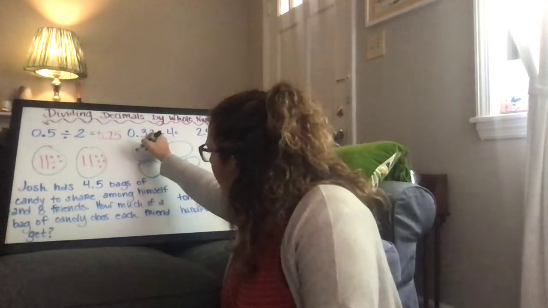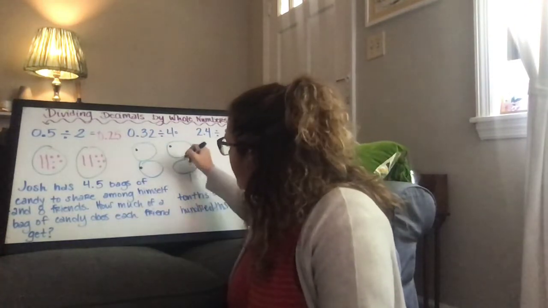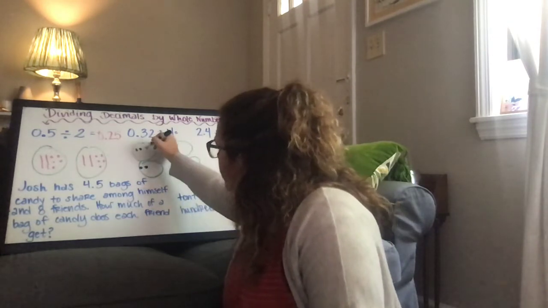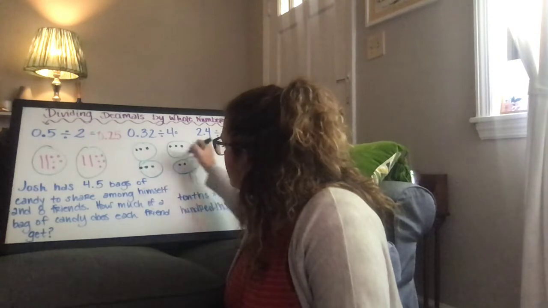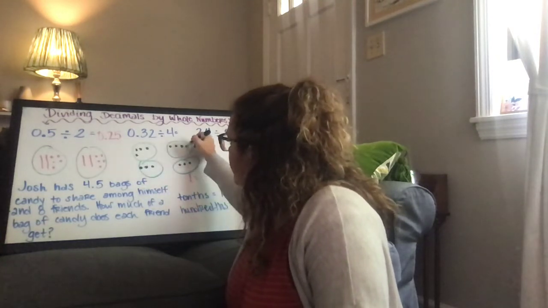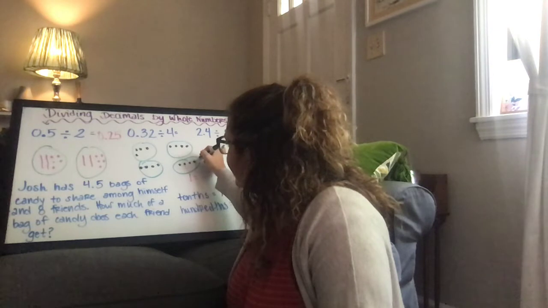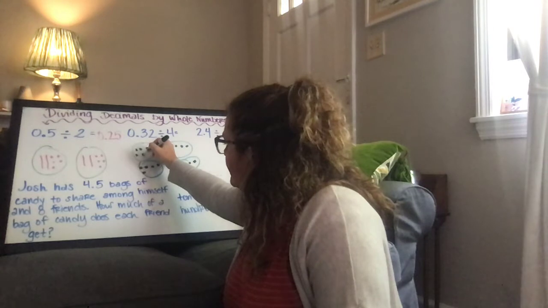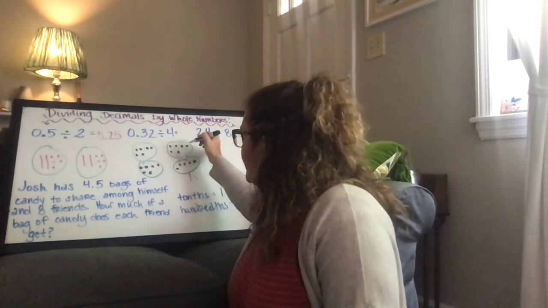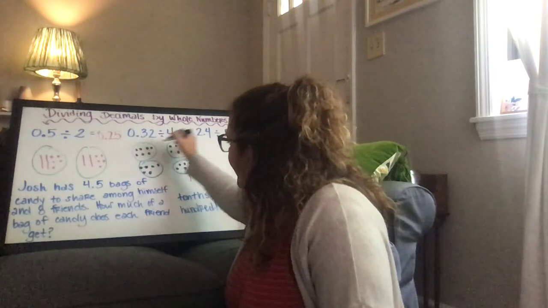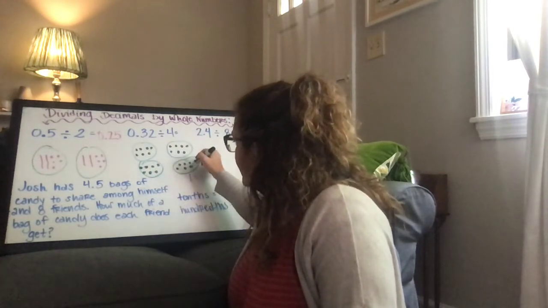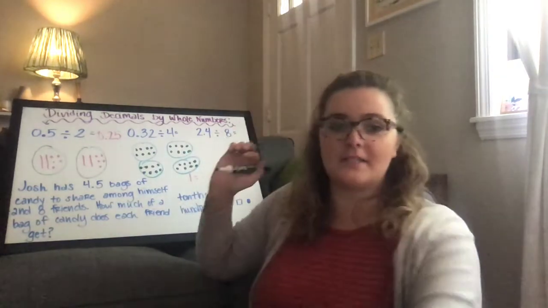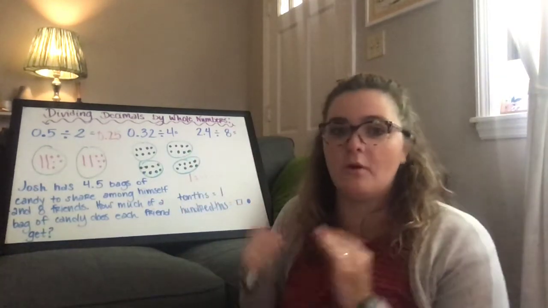So 1, 2, 3, 4, 5, 6, 7, 8, 9, 10, 11, 12, 13, 14, 15, 16, 17, 18, 19, 20, 21, 22, 23, 24, 25, 26, 27, 28, 29, 30, 31, 32. Oh, and I got it in each little thing each time, so I know it went in evenly.